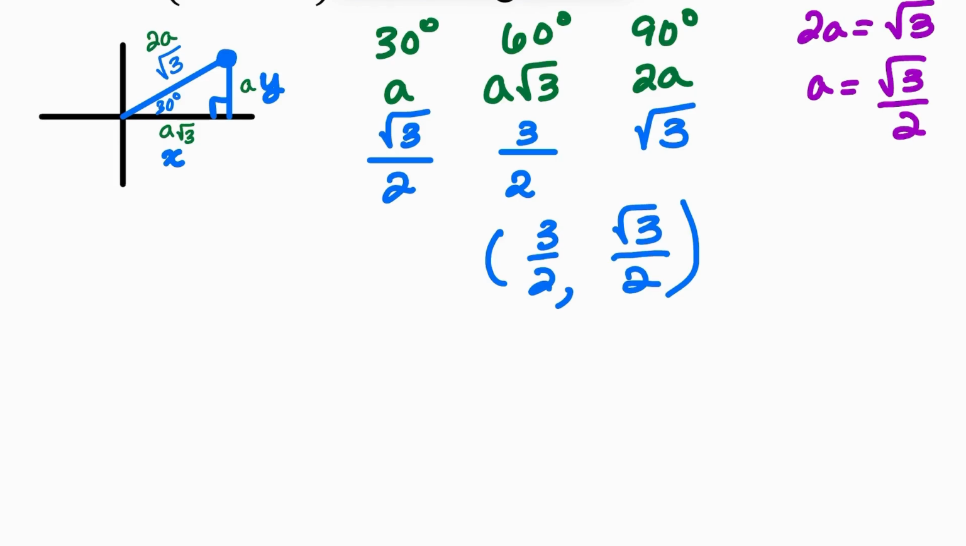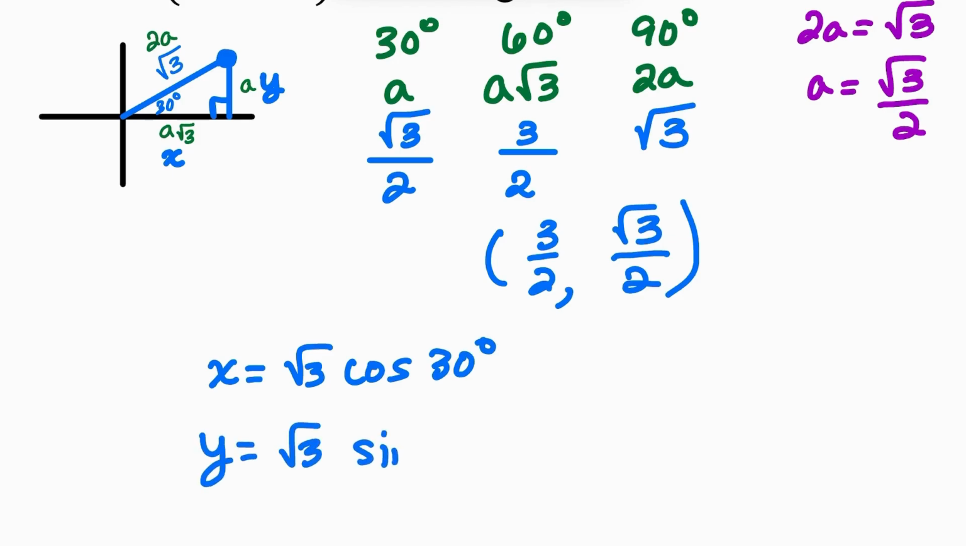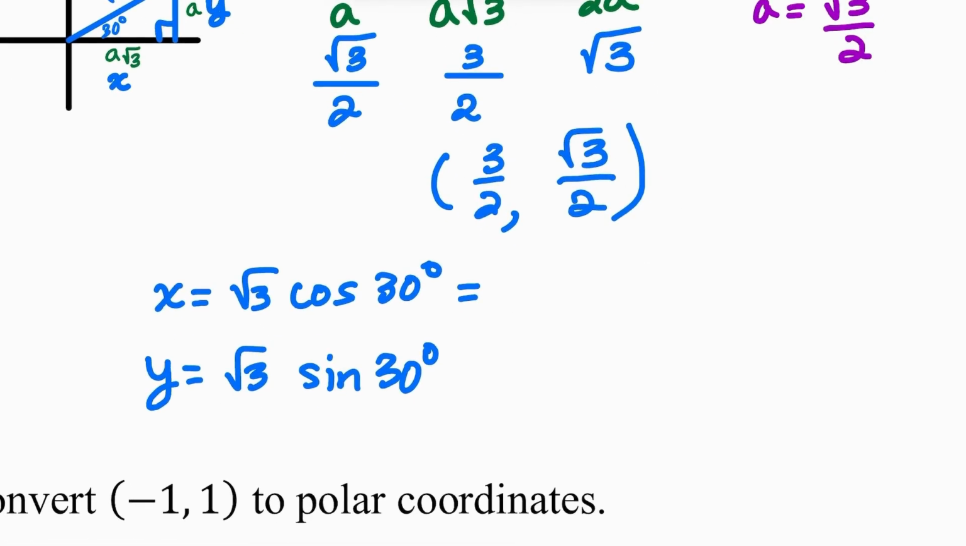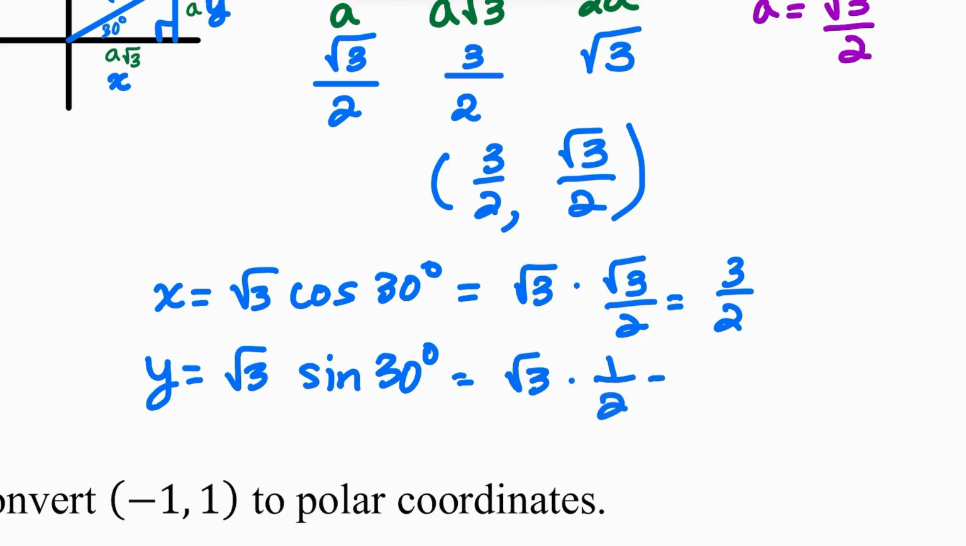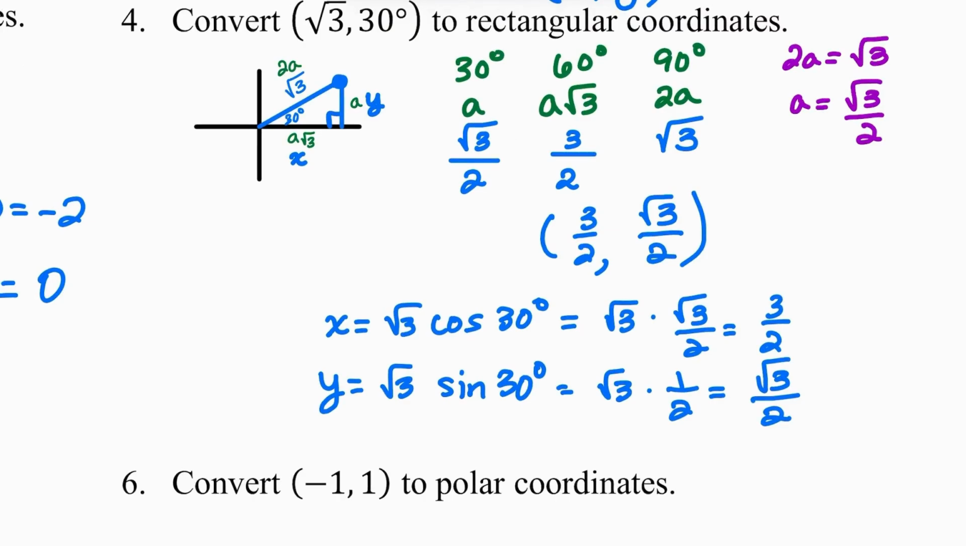Or what you could have done as well is use those formulas. x equals root 3 times cosine of 30 degrees, and y is root 3 times sine of 30 degrees. If you want to do it this way, you have to make sure you remember your unit circle. So cosine at 30 degrees is root 3 over 2. If you multiply that, you get 3 halves. Sine at 30 degrees is 1 half. If you multiply those, you get root 3 over 2. So you choose a way.